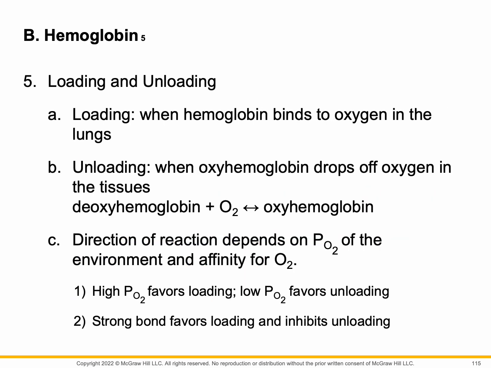We can speak of the terms loading and unloading. Loading is when the hemoglobin binds to oxygen in the lungs, whereas unloading is when the oxyhemoglobin drops off the oxygen in the tissues. The deoxyhemoglobin combined with oxygen gives you oxyhemoglobin. The direction of reaction depends on the partial pressure of oxygen in the environment and its affinity for oxygen. High partial pressure of oxygen will favor loading. Low oxygen pressure will favor unloading. Strong bond favors loading and inhibits unloading.